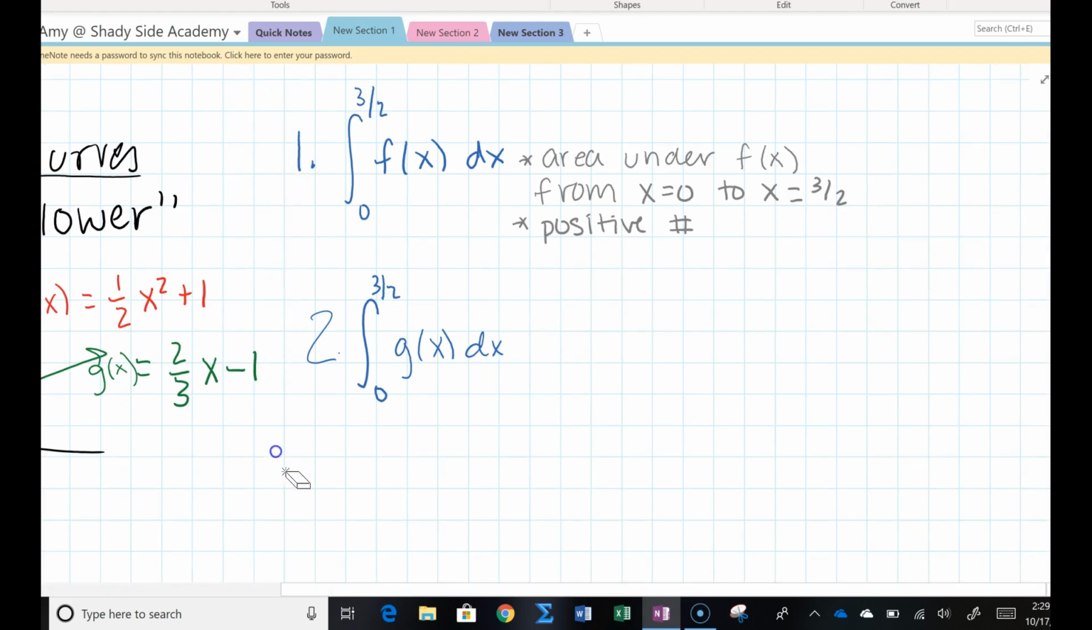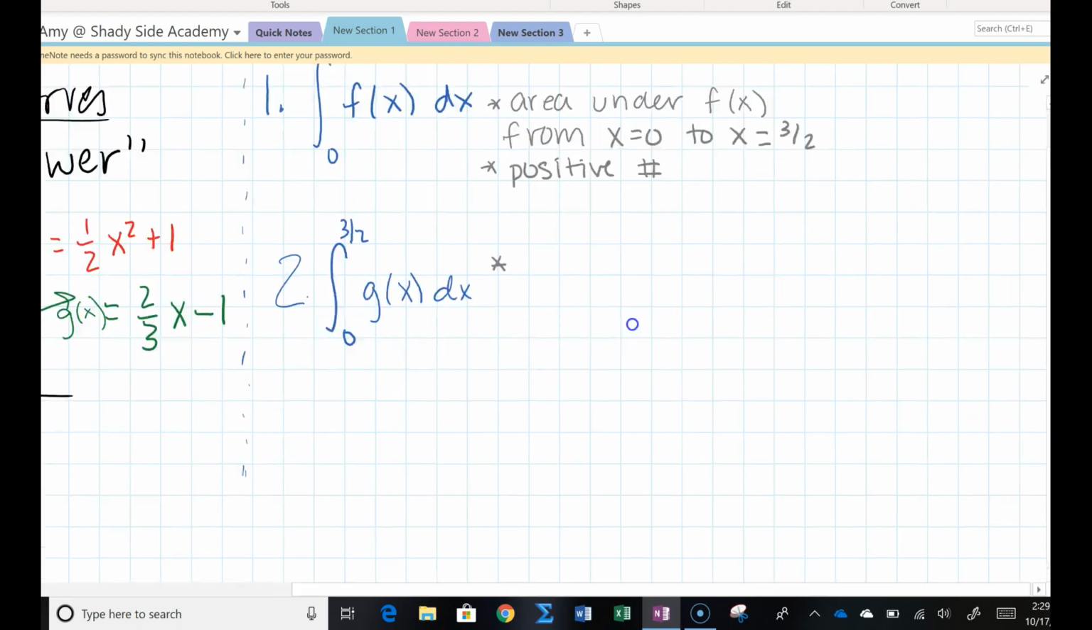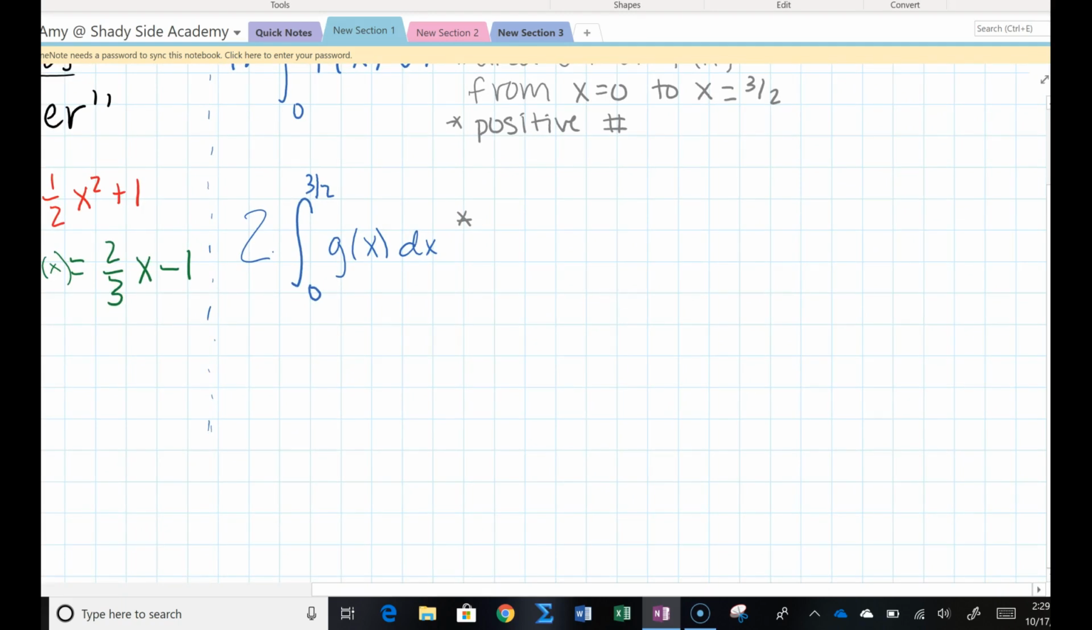Okay. Gary or Cameron, positive or negative number, first of all? Negative. It's a negative number, and what does that number represent? The net signed area. Okay, so that number is negative. It's a negative of a number. It's a negative of this number right down here. I'm just trying to distinguish the two.